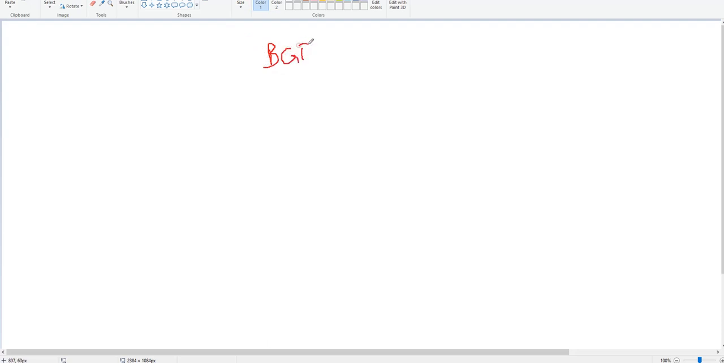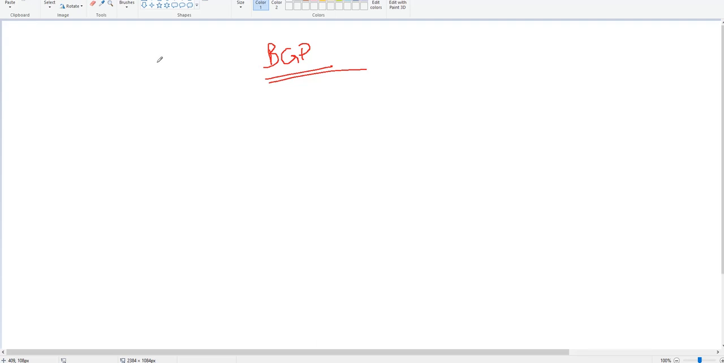So why do we need BGP? When we have multiple routing protocols like RIP, which is already rest in peace, so we don't care about RIP, and the other routing protocols like OSPF, EIGRP, ISIS, how is BGP different from those? This is our question.